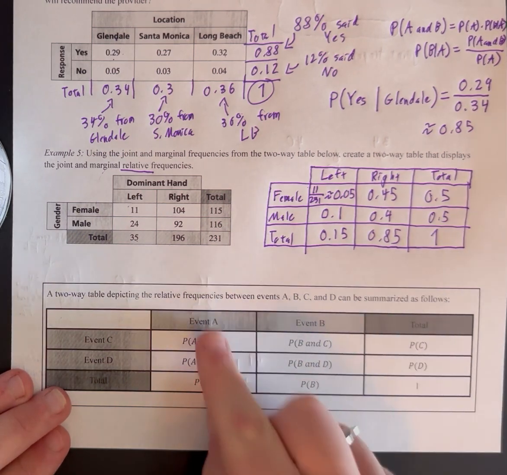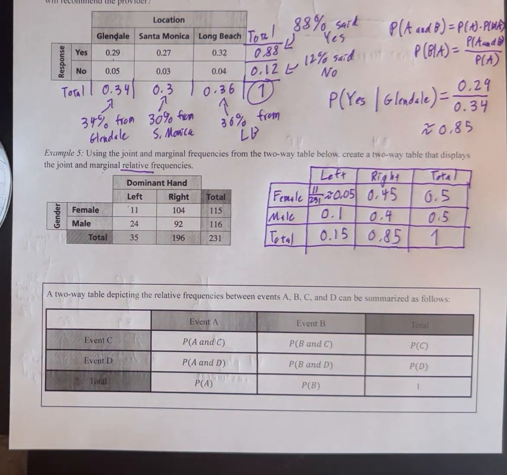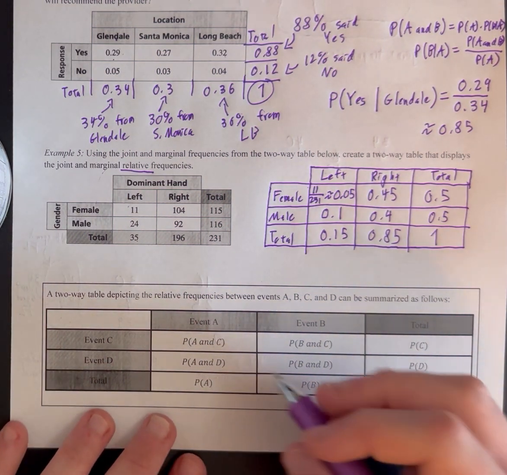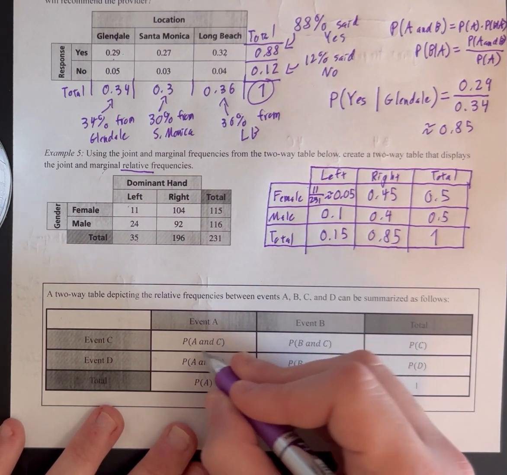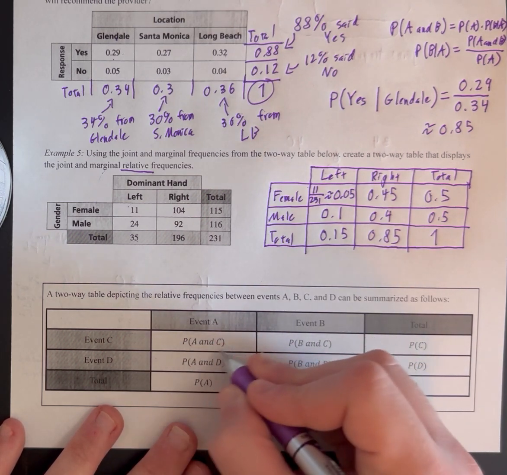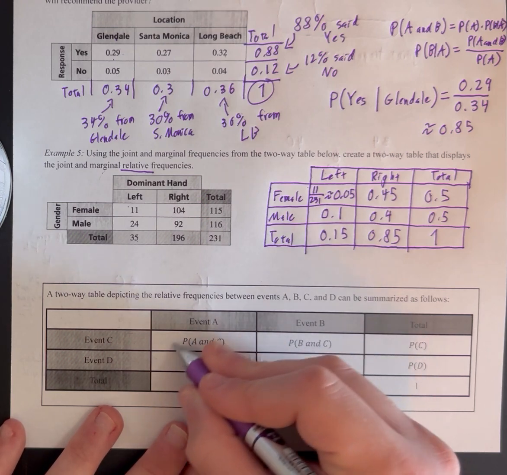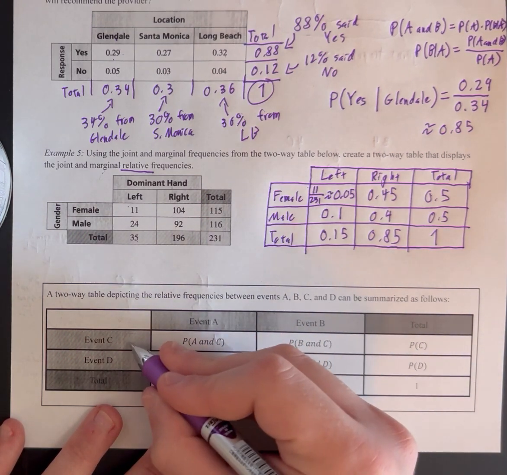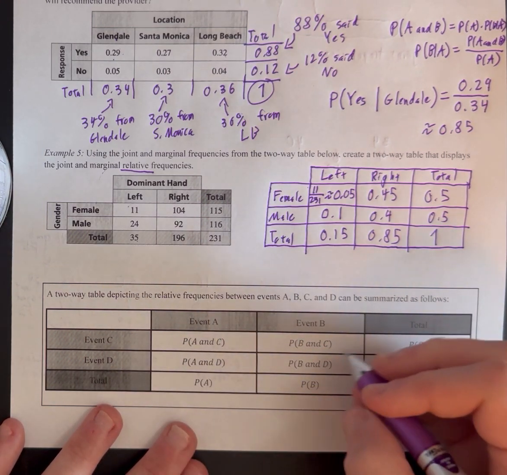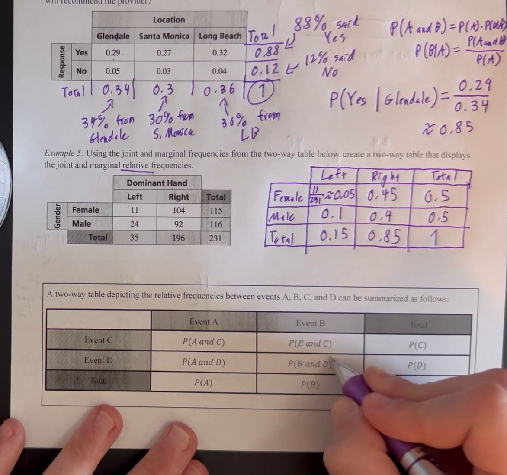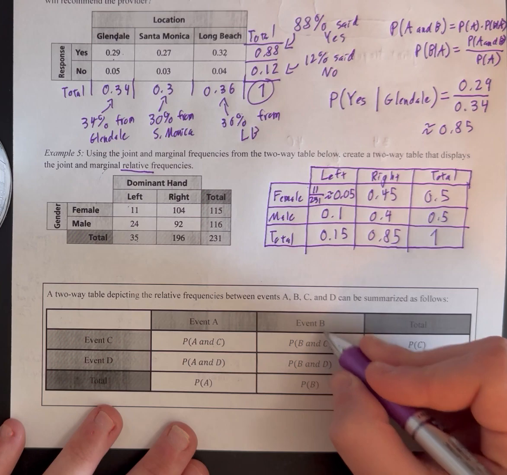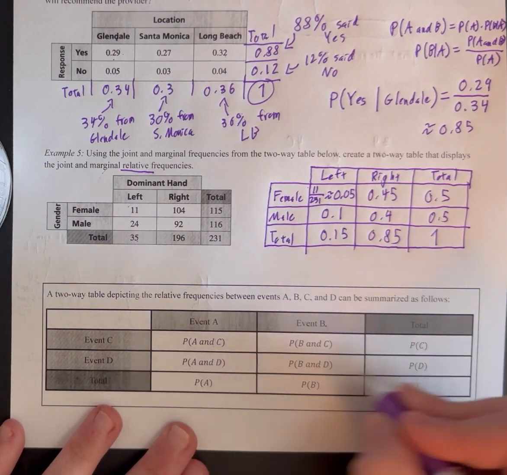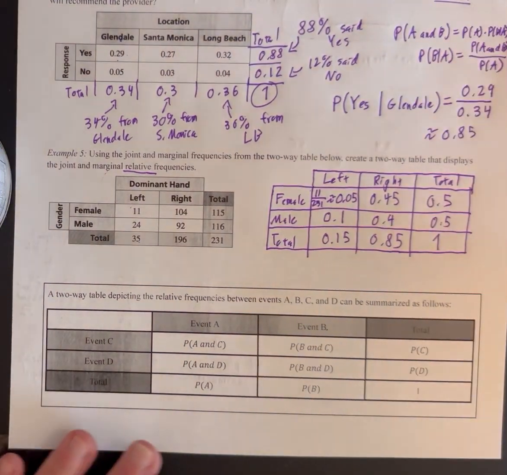I just wrote this here to give you a reference, if you want to look back and see which one was the intersection of these two events, so probability of A and C. Those were the ones inside the chart itself. Those were the joint relative frequencies, the joint between the column and the row, for instance. So this cell right here in the table is the probability that event B occurs and event D occurs. All right, now there is one more page I'm going to go over.